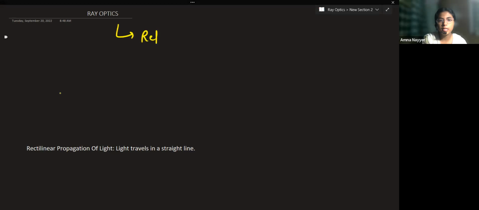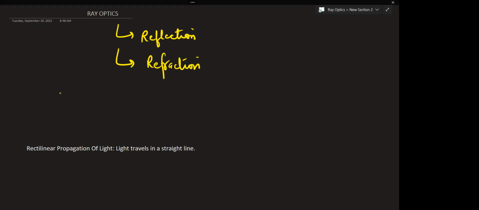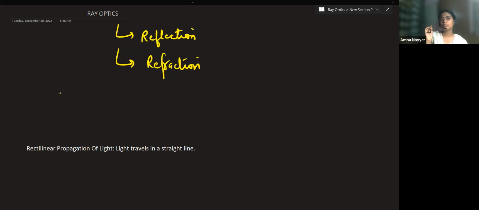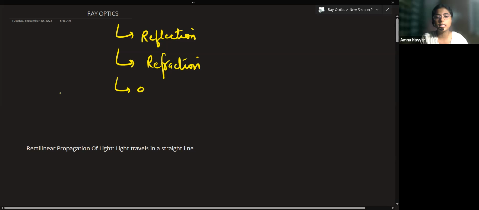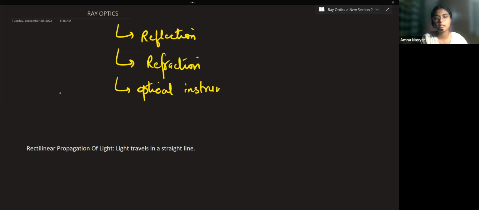One is the phenomena of reflection. Then you have the phenomena of refraction, and within refraction, total internal reflection, apparent depth, all these topics are included, which you have already done. And there are certain phenomena of it. Then after refraction, you have optical instruments. And lastly, you have prism.